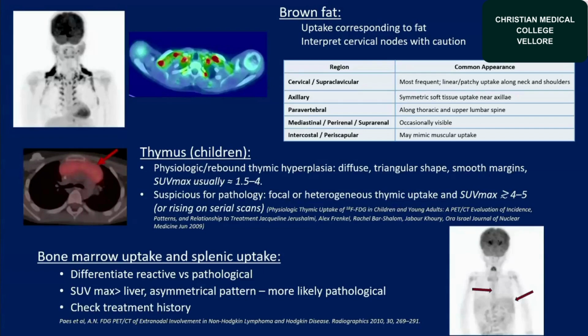And when the SUV is much higher than that of the liver, it is more in favor of a pathological involvement.